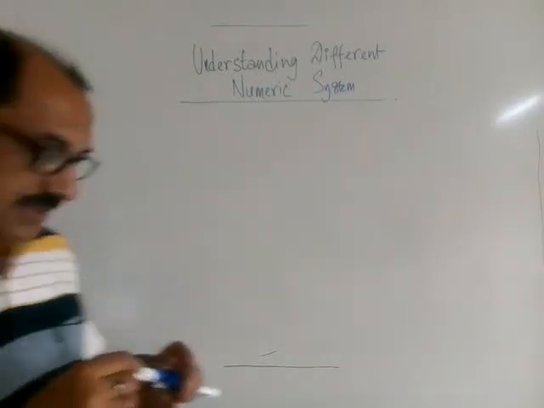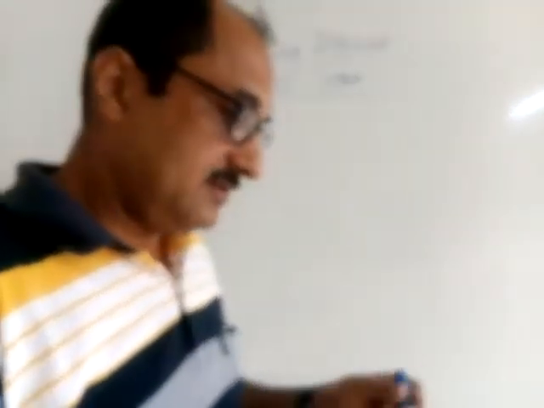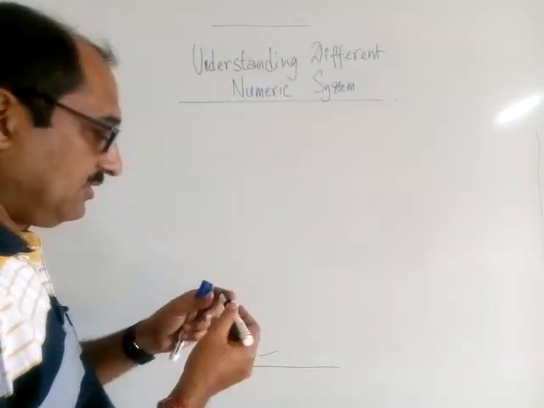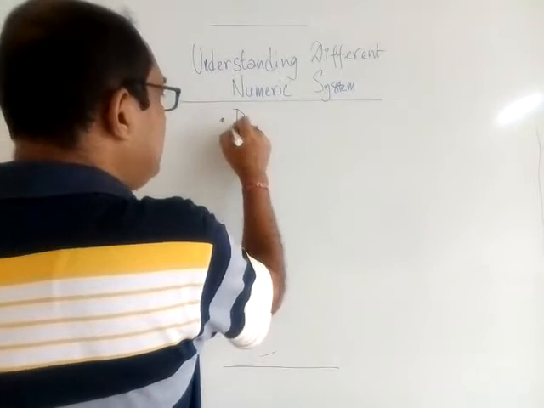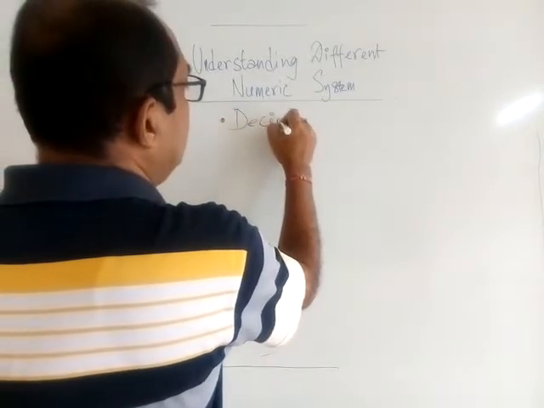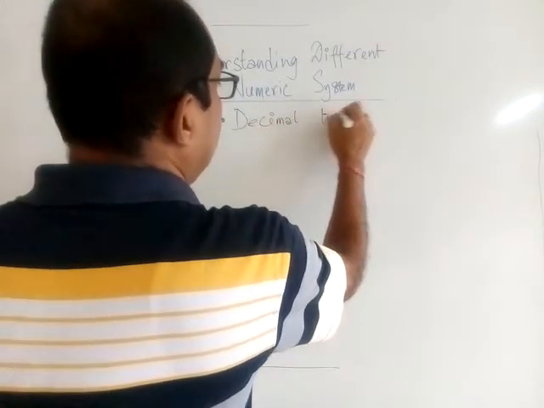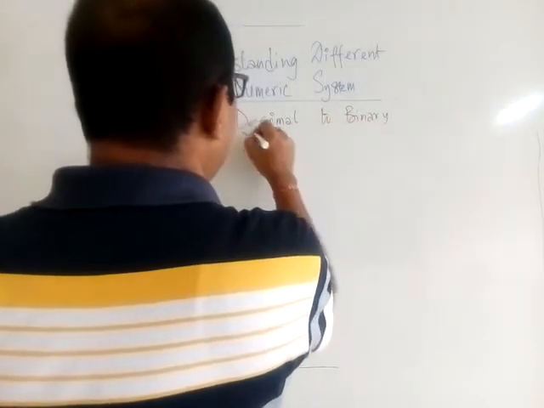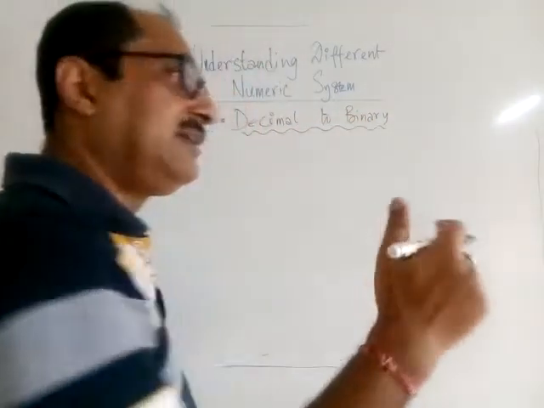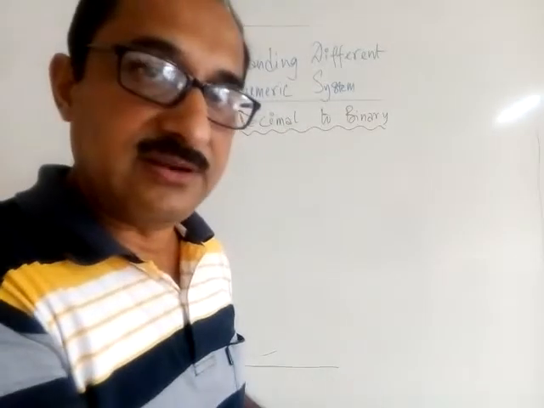Now look at this. I will try to convert. First of all, let us do conversion of binary to decimal to binary. Okay, first let us do decimal to binary. That means I will take a decimal number and I will try to convert it into binary equivalent.